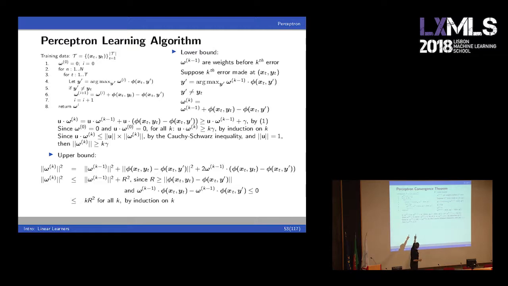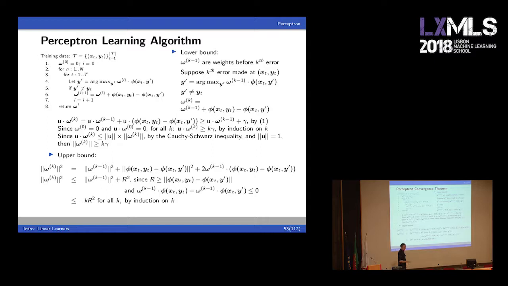since the norm of u is 1, we get that the norm of the weight vector is greater or equal than k times gamma. So the only difficult step maybe was the Cauchy-Schwarz inequality. If you want to do this proof on your own, then you have to think, how can I bound this here? How can I make use of the facts that I have? And one of the facts is that the norm of u is 1, so I have to have the norm of u somewhere in my proof, and then it cancels out. And yeah, so this is what we have.